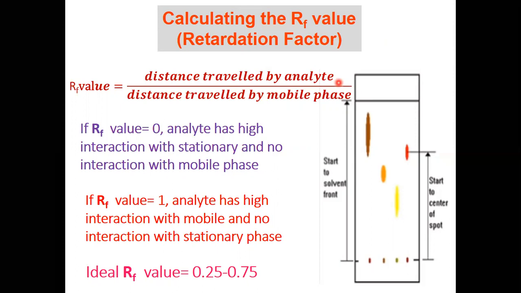If the RF value is 1, that shows the analyte has high interaction with the mobile phase and no interaction with the stationary phase, as the distance traveled by the analyte is similar to the distance traveled by the mobile phase. So if the RF value is more, that means less interaction with the stationary phase. If the RF value is less, that means more interaction with the stationary phase.